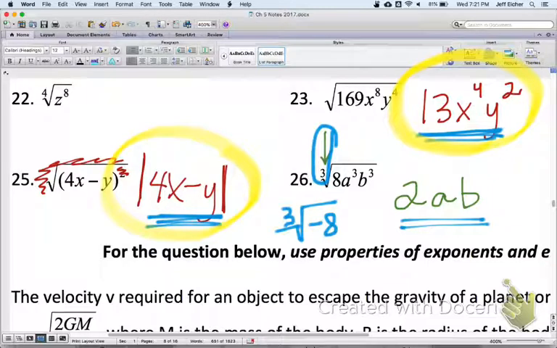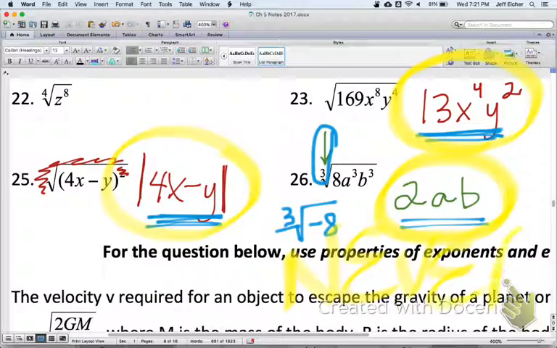So you never need, did I say never? You never need absolute value bars when you have an odd root. It's only when you do square roots or even roots that you could get an imaginary number answer. So with odd roots, you never need absolute value bars. Never.